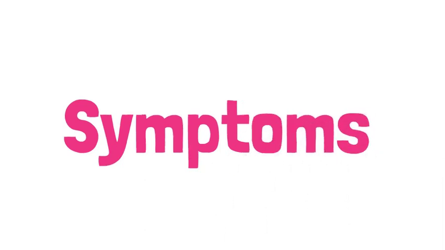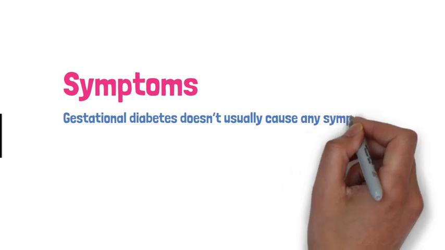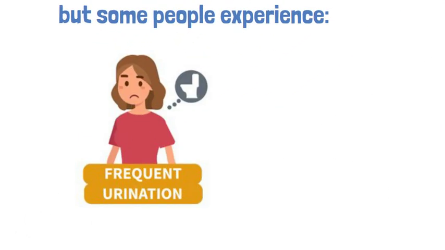What are the symptoms of gestational diabetes? Gestational diabetes does not usually cause any symptoms, but some people experience frequent urination, nausea, thirst, and tiredness.